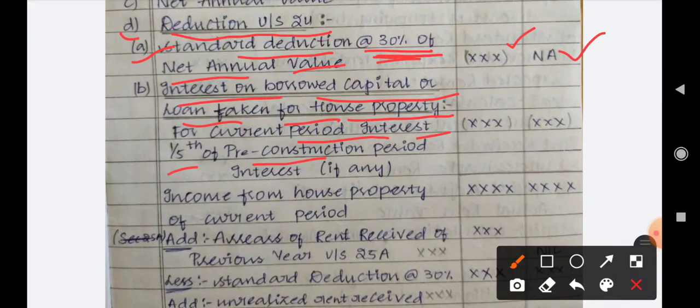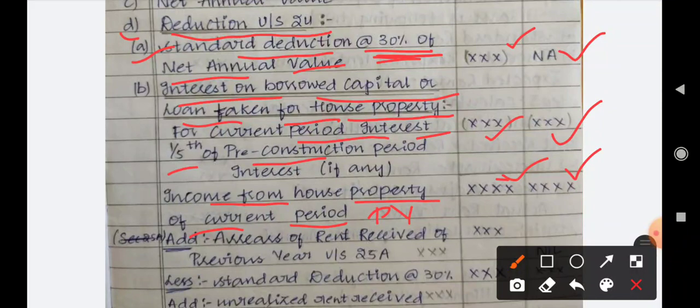For let out property, there is no limit for the 24B deductions, interest. For self occupied house, there are limits for the same. So here in this case, for let out and self occupied, you will get the amount. If you deduct these things, you will get income from house property for current period of previous year. इस साल का previous year में ये आपका income from house property होगा.